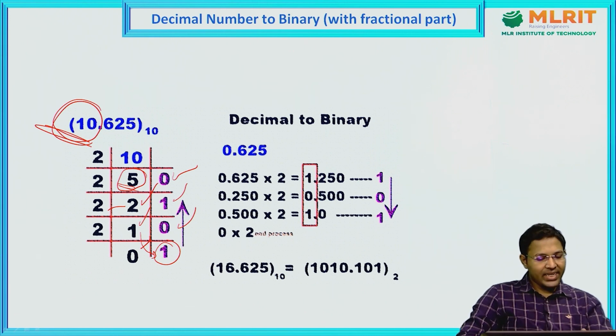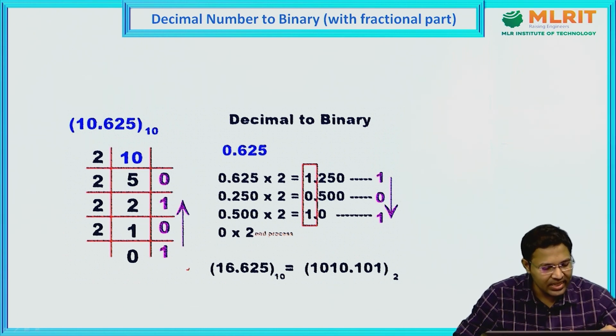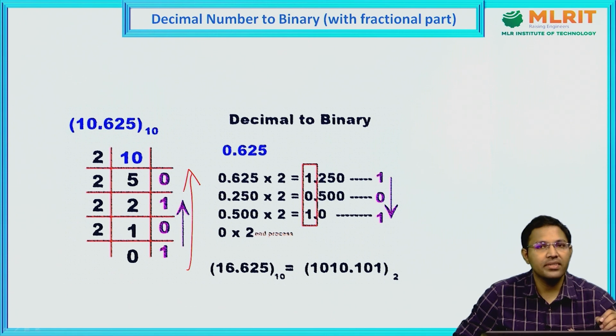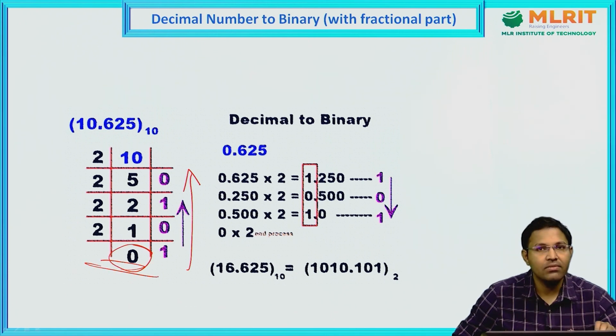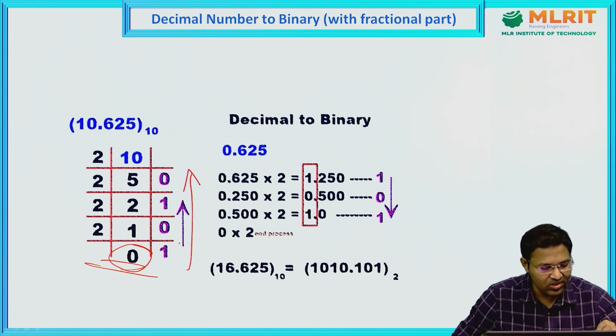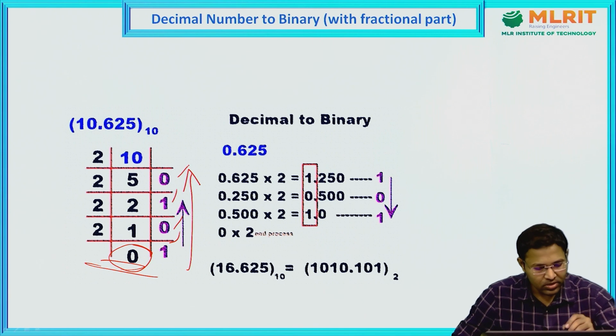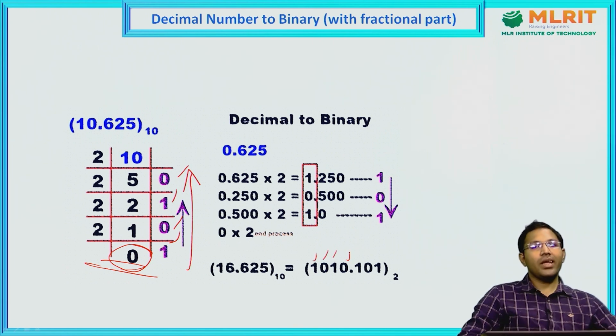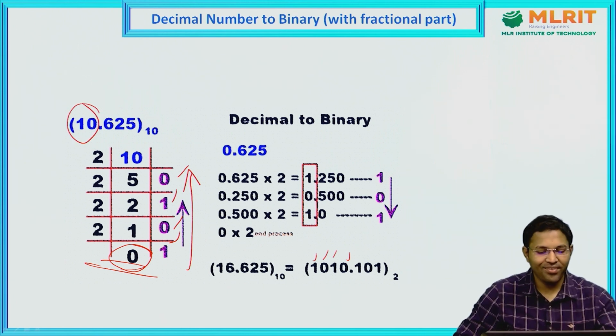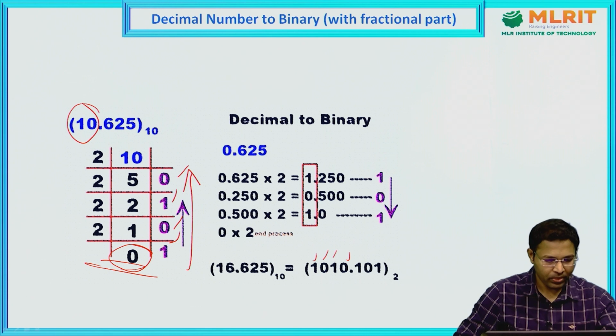So next, like we did in the previous case, from bottom to top we are going to consider, and we are going to stop here because we got a 0. We are taking values from bottom to top. So 1 0 1 0. We are going to write 1 0 1 0. So that is for the non-fractional part, we have completed that.